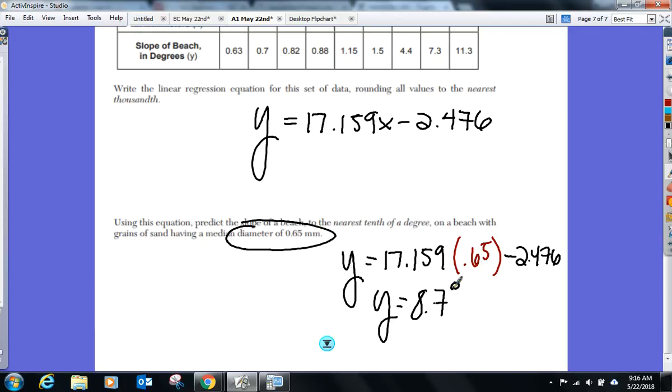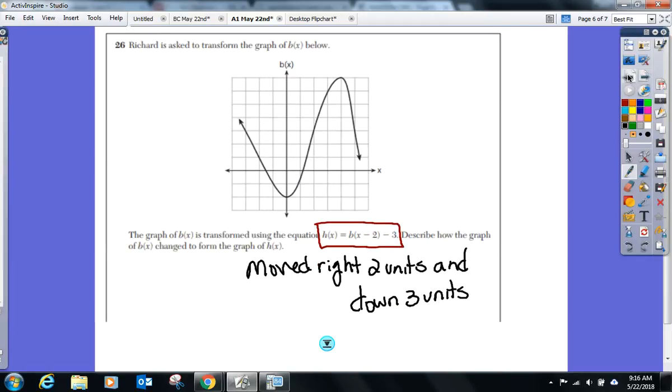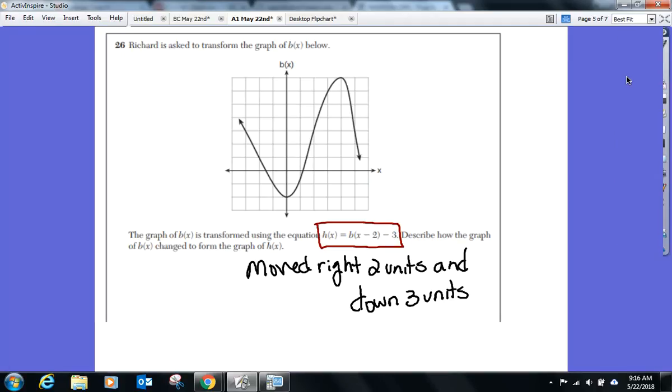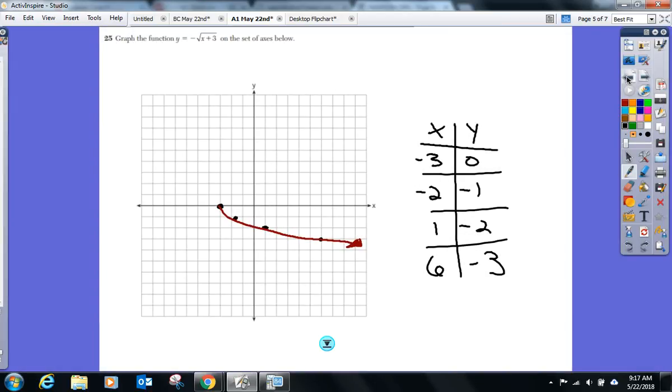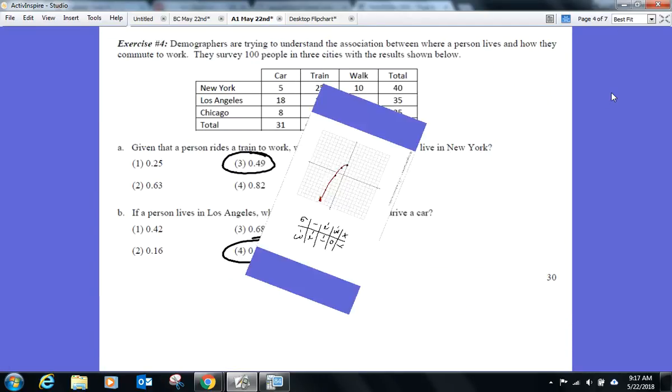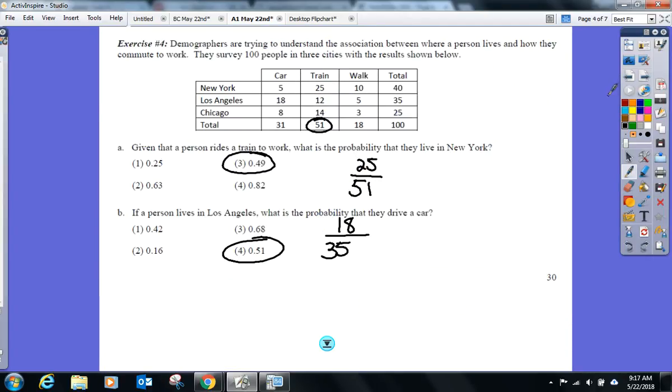Anything else there? We all good? Get your stats homework back out. Go ahead. You can start your stats homework. You guys that are watching this, we also went over 26. You can pause it if you need to. And we also went over 25. Making sure we made a table for the graph, using only whole numbers for the table. You can pause it here if you need to. And then here was exercise 4. Not sure if that got onto the video as well from your stats packet.